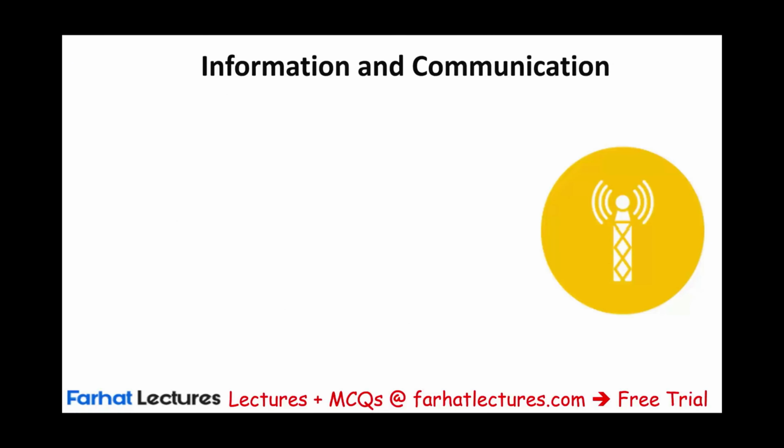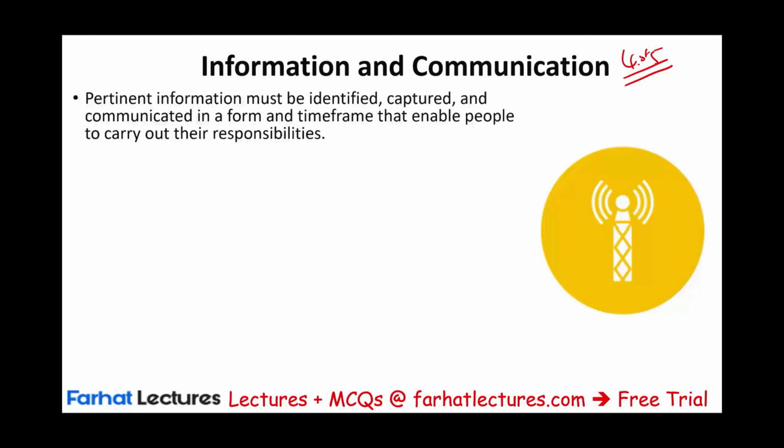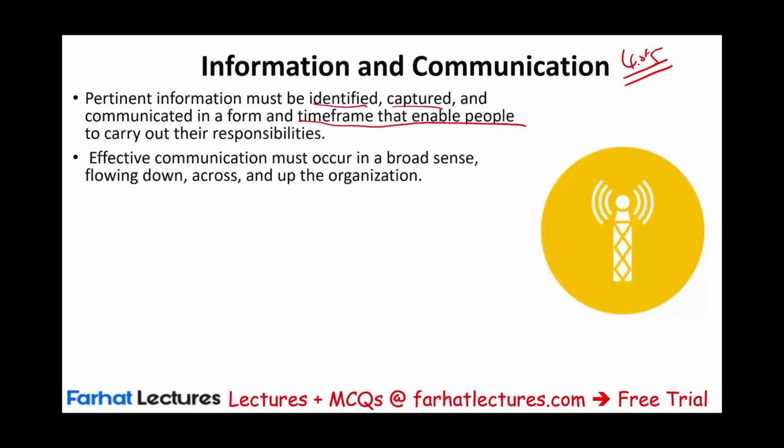Then we have the 4 out of 5 component, which is information and communication. Well, this means what? Pertinent information must be identified, captured, and communicated. So any relevant information should be captured in a form and time frame that enable people to carry out their responsibilities. Simply put, we need to be informed about what's going on in a timely fashion. Effective communication must occur in a broad sense, flowing down, across, up and down in the organization, so the information should go everywhere. This is the component.